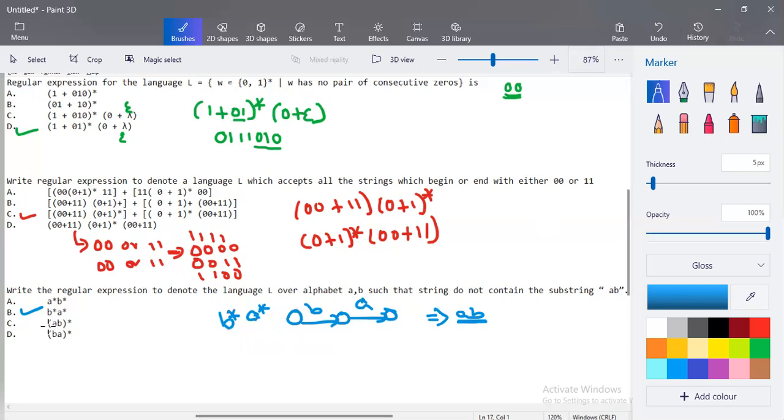We'll check the remaining possibilities. So option C is (AB) the whole star. So AB is repeated n number of times. I may have AB, or ABAB, or all possible combinations of AB. Okay, so surely C won't work. And the last option is D. This is very interesting. Option D is (BA) the whole star. It means that BA is repeated n number of times.